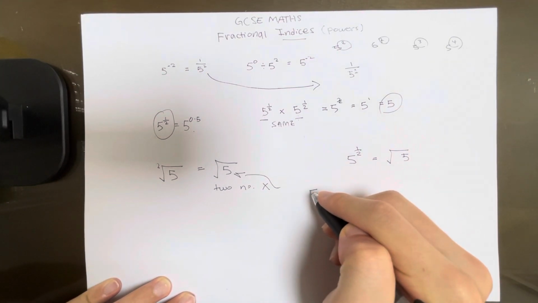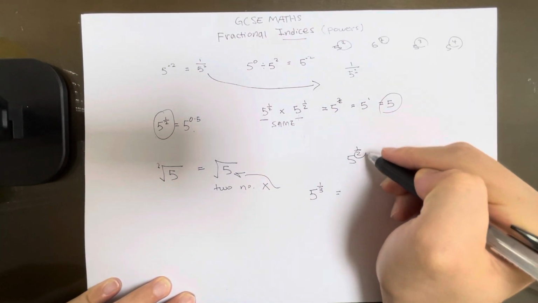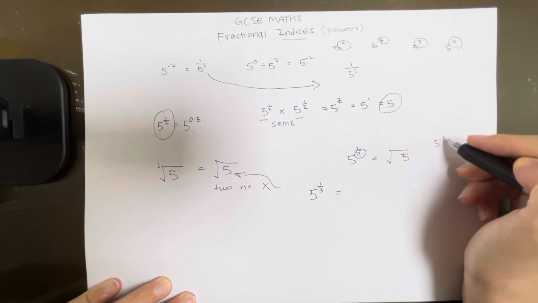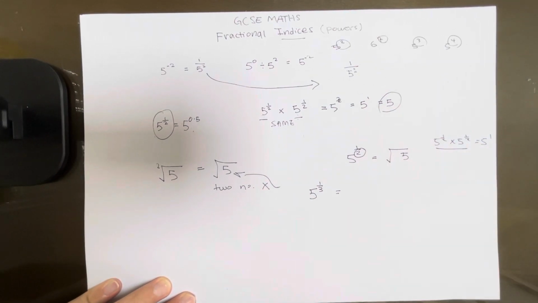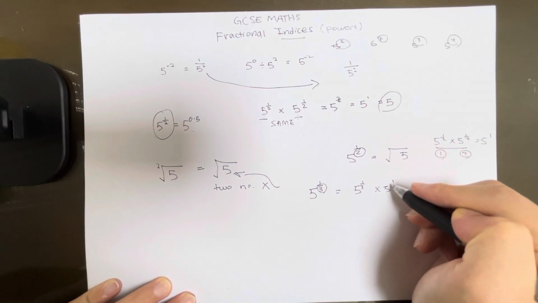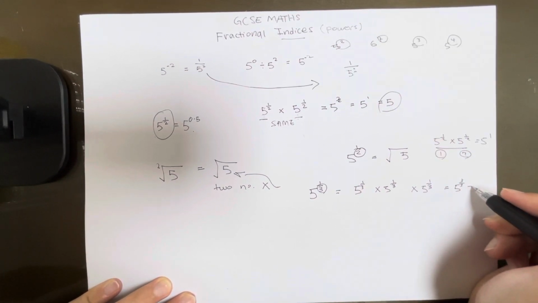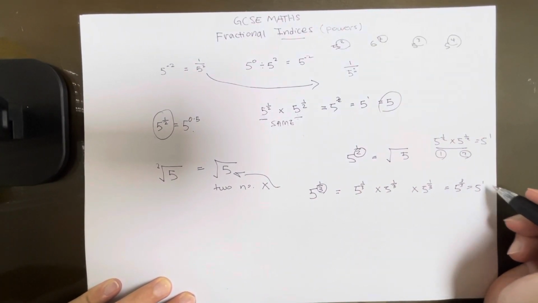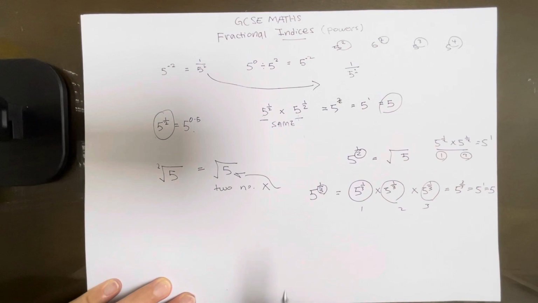Let's go a bit deeper then. 5 to the power of a third. What do you think this is? Well, look, 5 to the power of half times 5 to the power of half is 5 to the power of 1, right? So it's 2 numbers. 5 to the power of a third, you could see this as 3 numbers just by seeing the 3 in the denominator. But you could also see it as 5 to the power of a third multiplied by 5 to the power of a third multiplied by 5 to the power of a third gives us 5 to the power of 3 over 3, which is 5 to the power of 1, which is 5. So it's 3 numbers that multiply together to make the number 5.